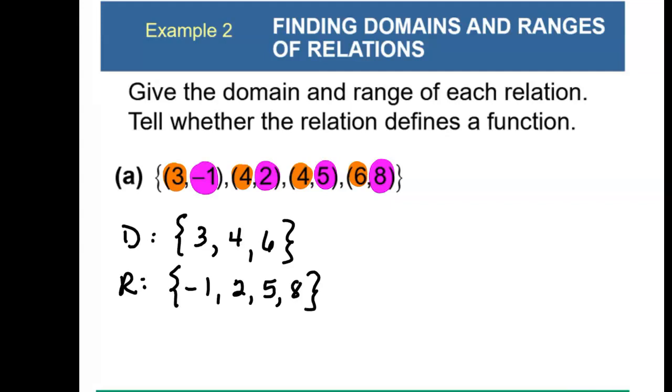We notice that this relation is not a function because we have repeating X values. We have 4 that's being paired with both 2 and 5. And we can't have any repeating X values. So no, this relation is not a function.